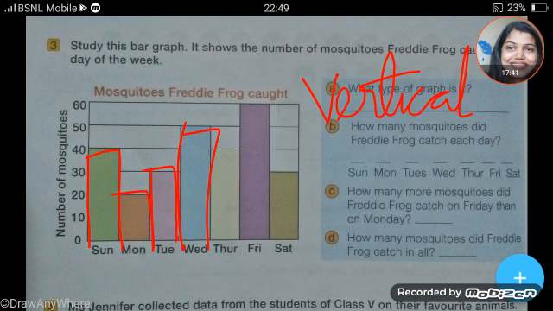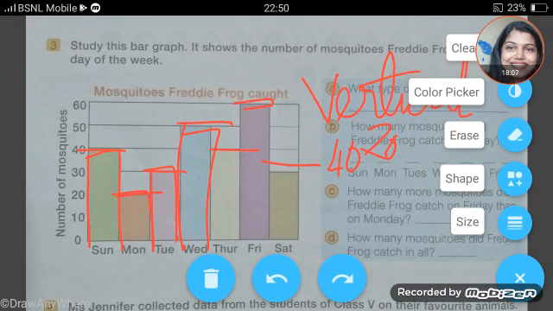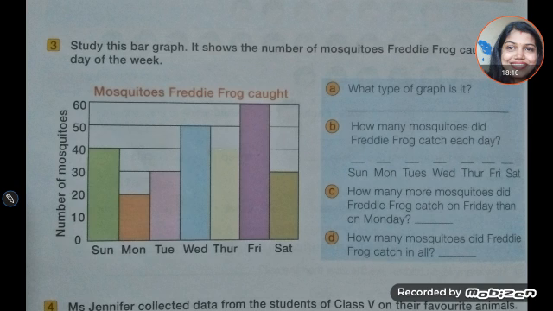And how many mosquitoes did Freddy Frog catch each day? So you have to write Sunday. If you just see here, mark clearly, it is 40. Monday it is 20. So you have to just see the scale and write accordingly. Tuesday it is 30, Wednesday it is 50, Thursday is 40, Friday 60, and this is 30. So write accordingly as per the day.